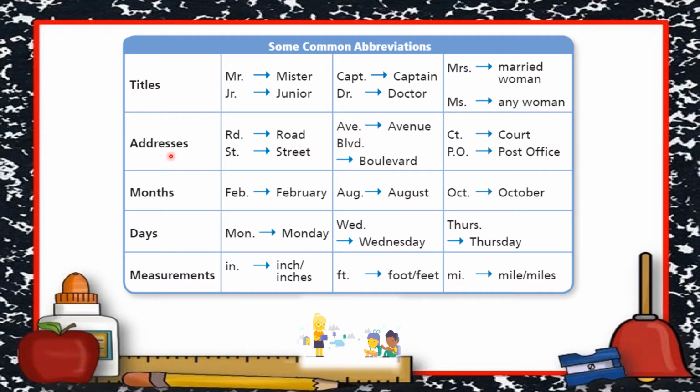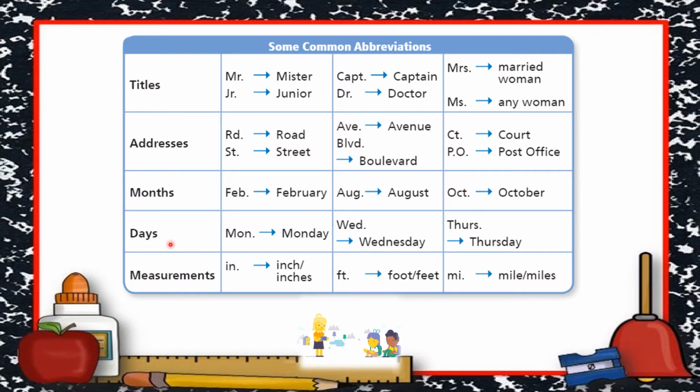So we also have abbreviations for addresses, for road, street, avenue, boulevard, court, and post office. For months, we have February. Usually we take the first three letters of the name of the month plus a full stop. August and October would follow the same format. However, September is different in that you have to take the first four letters of September, capital S-E-P-T, and full stop.